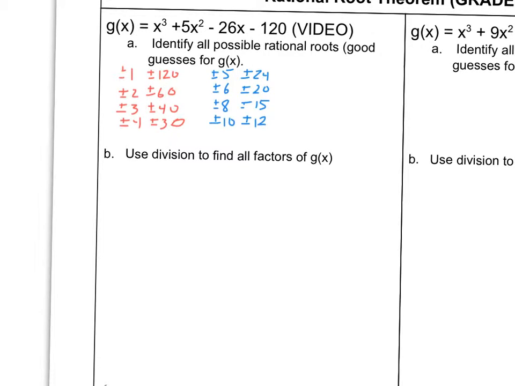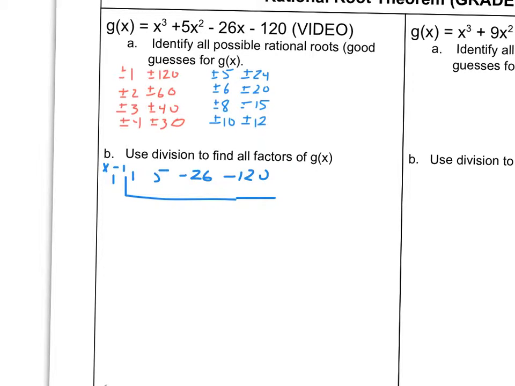But let's just start dividing. I want to do this in a really organized way, so I'm going to start with 1s or 2s, maybe just 1s. So if that's going to be x minus 1 to give me a positive 1, we're going to have 1, 5, negative 26, and negative 120.